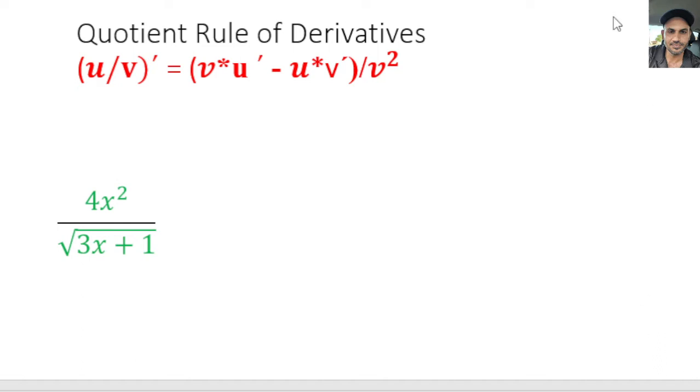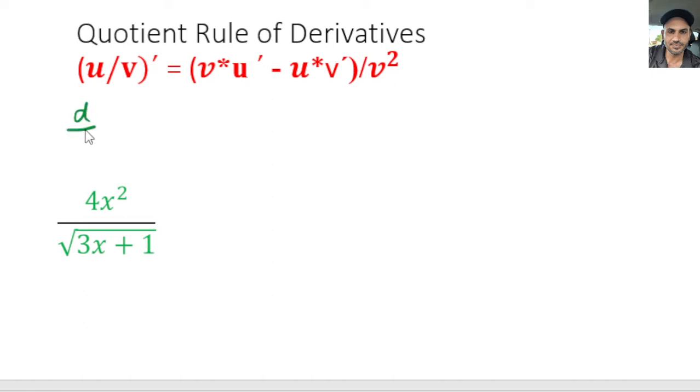So if we have an expression that is the quotient of two functions, u and v, and we want to take the derivative of this expression, then we are going to use the quotient rule of derivatives. So the derivative of u over v, where u is the numerator and v is the denominator in the quotient, is going to be v times derivative of u minus u times derivative of v and everything divided by v squared. Okay, so let's write it down.